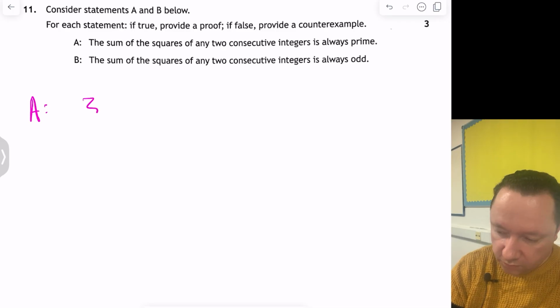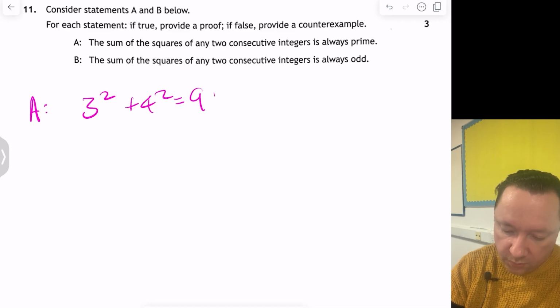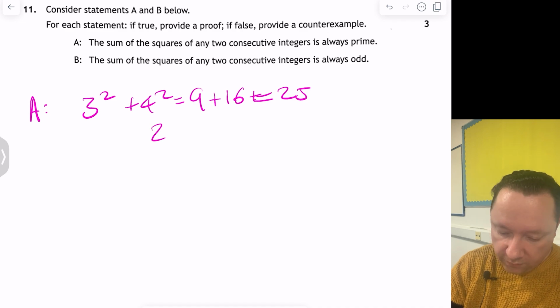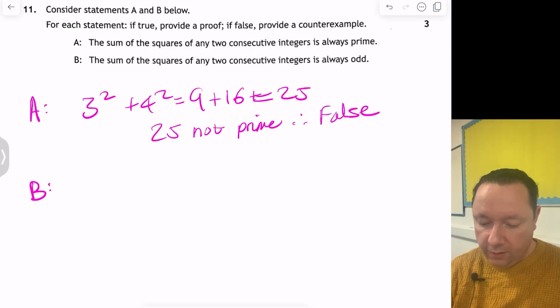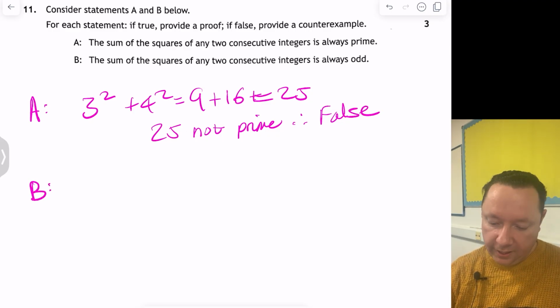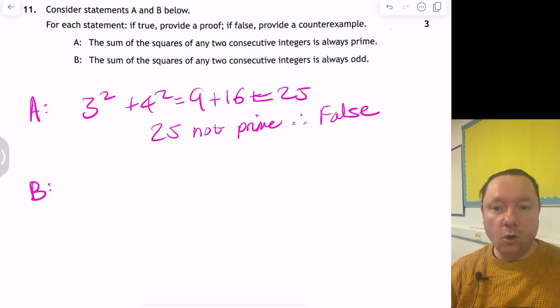3 squared plus 4 squared equals 9 plus 16, which equals 25. 25 is not prime, therefore it's false. I'm sure there's other examples, but that one will do. Okay, statement B: the sum of any two consecutive integers is always odd.